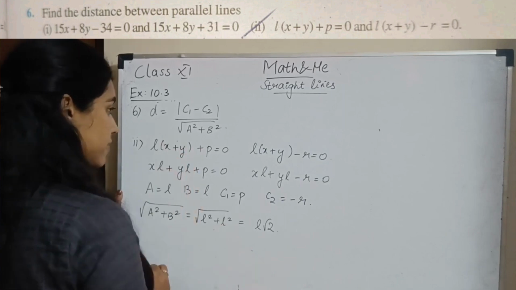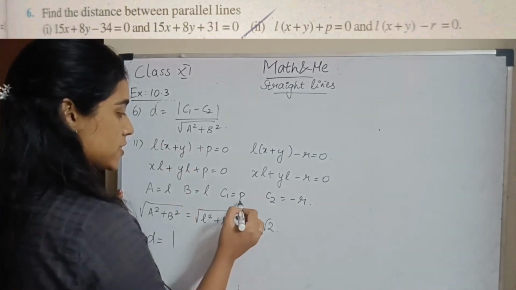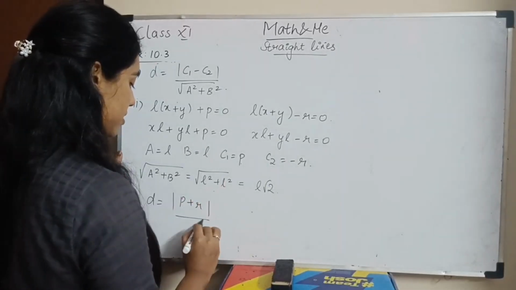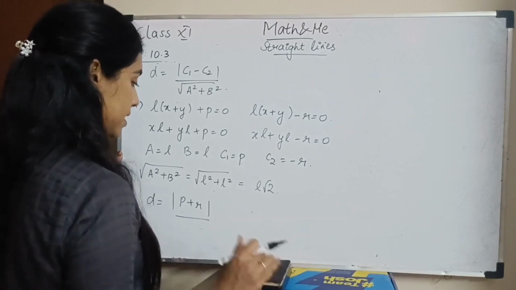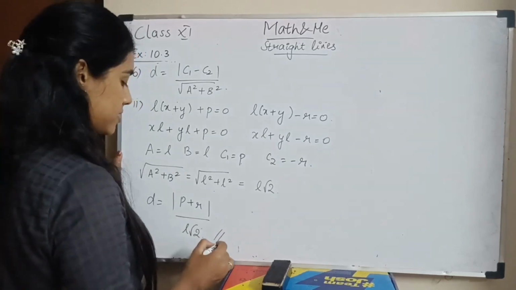So it is l root 2. Now using the distance formula, D equals C1 minus C2, so it's p minus of minus r, p plus r, divided by l root 2. Okay. So this is the final answer. That's it.